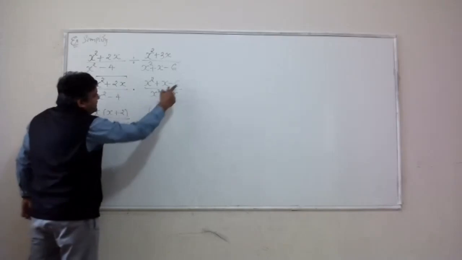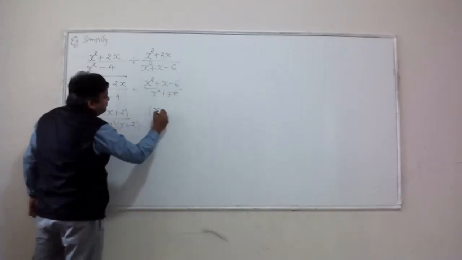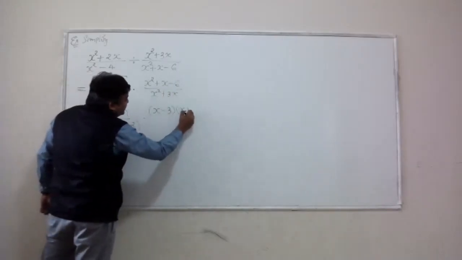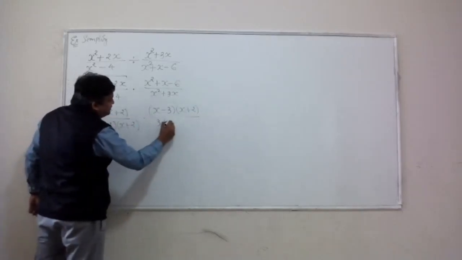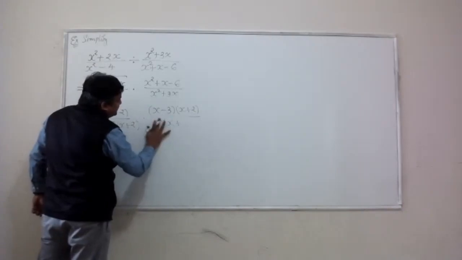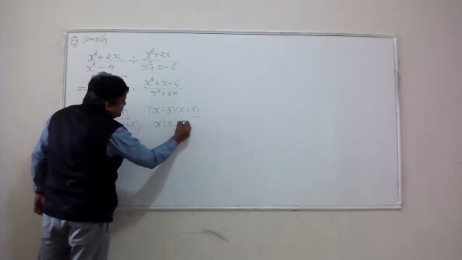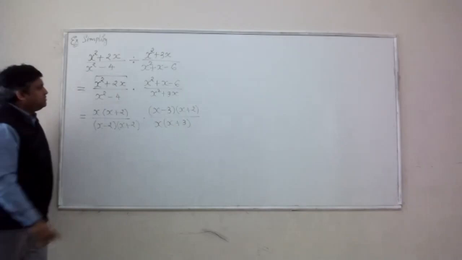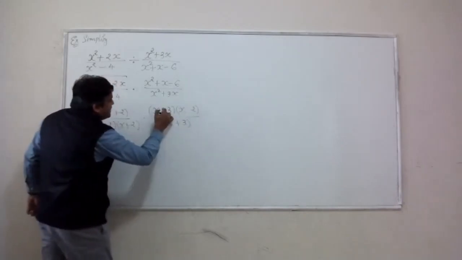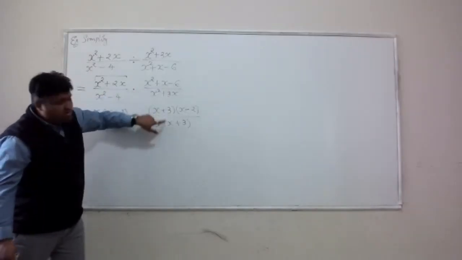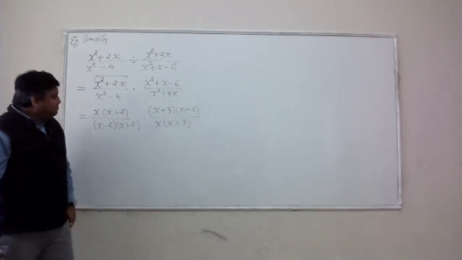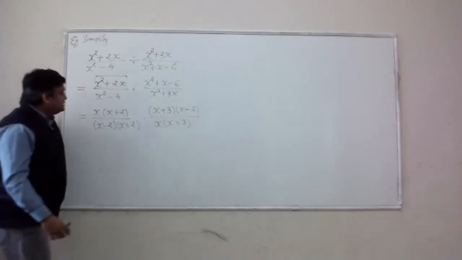Likewise, factors of negative 6 that add up to 1. It's going to be x minus 3, x plus 2, because this is a monic polynomial. Sorry, factor x out, you get x plus 3 in the parenthesis. Right? Oops. x plus 3, x minus 2. Factors of negative 6 that add up to 1 are going to be positive 3 and negative 2. Yeah?